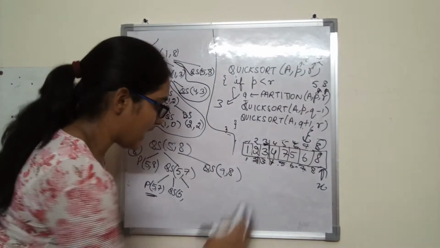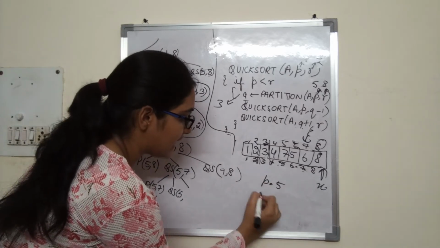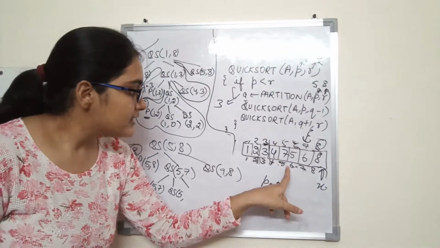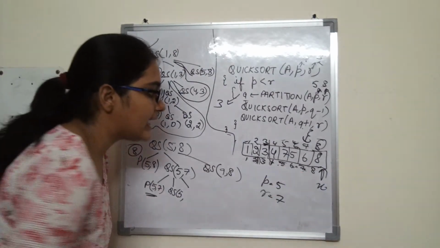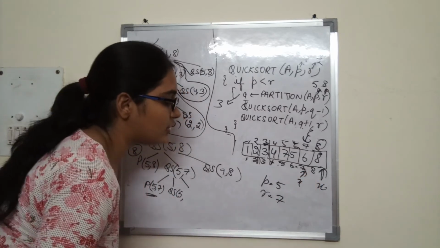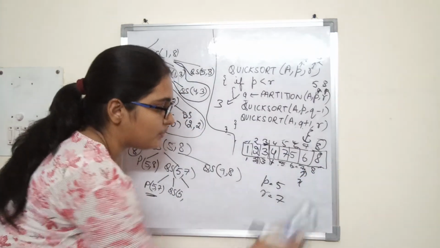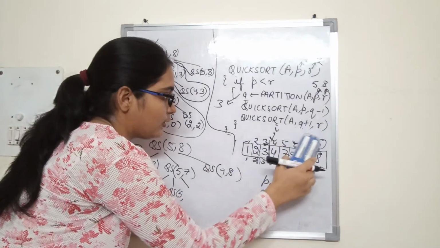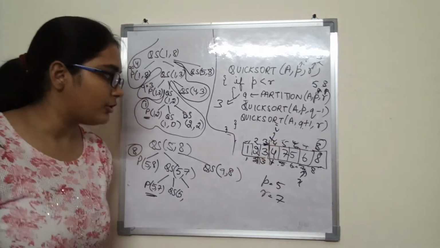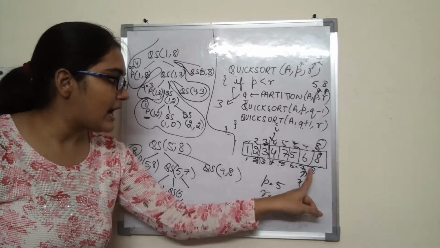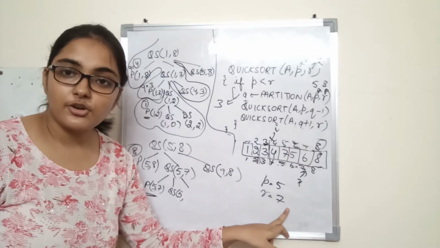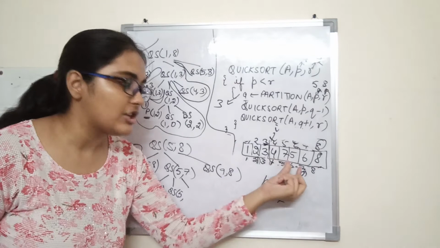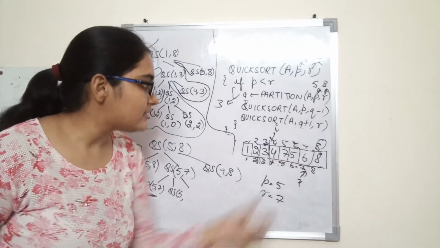So for this part, what happens? P is equal to 5 and R is equal to 7 from here. So pivot is equal to this element, X is equal to A of R, and I is equal to P minus 1. I again points here because it has to point to P minus 1, right? So P minus 1 is 4. Now J has to run from P to R minus 1. What is R? 7. So J has to run from 5 to 7 minus 1, that is from 5 to 6, right?